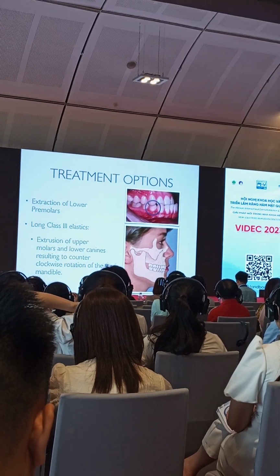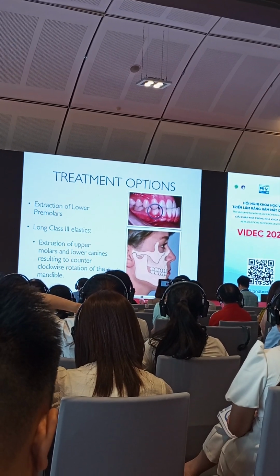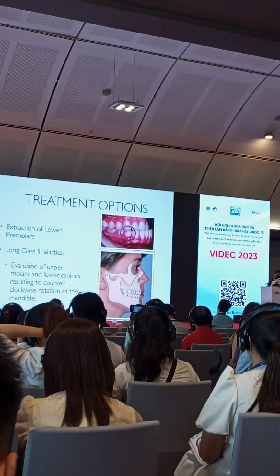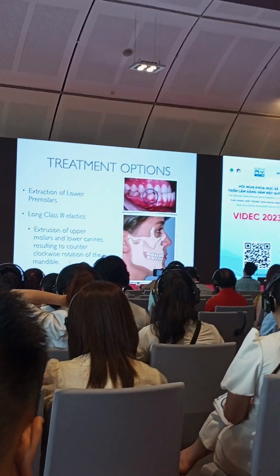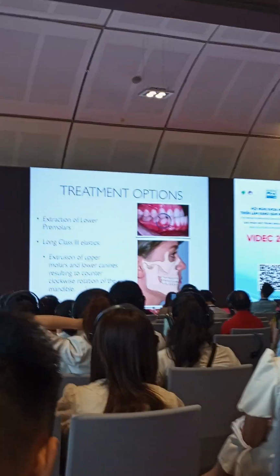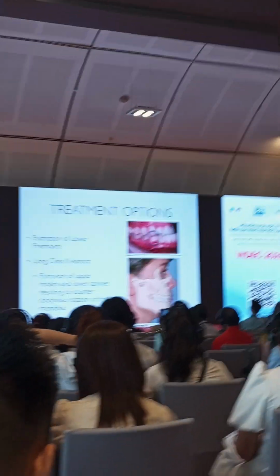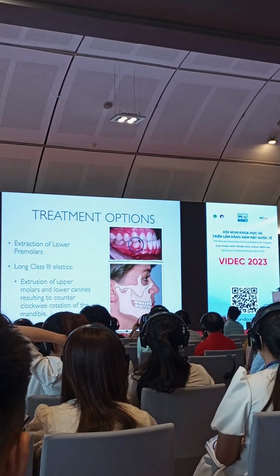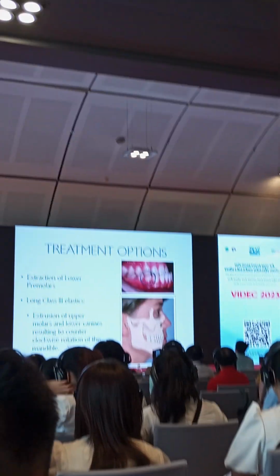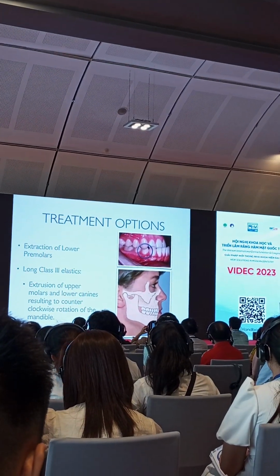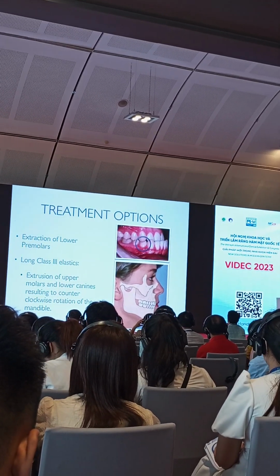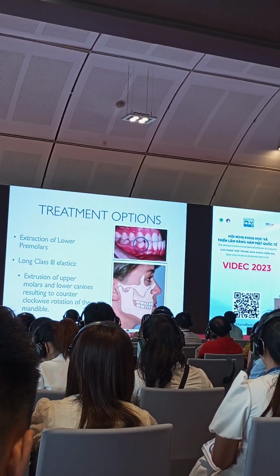One of the side effects of a long class 3 is an extrusion effect where it is attached. If you attach it from the upper first molar to the lower canine, you get an extrusion of your upper molar and also of your lower canine. So that is one of the side effects, and it can also rotate the mandible backward, but there will be a little bit of extrusion.